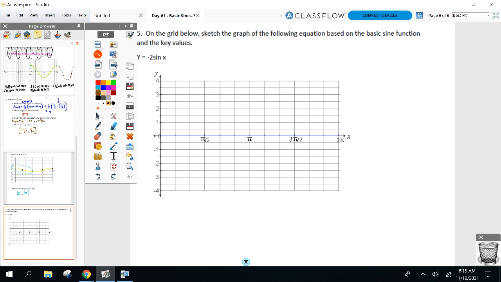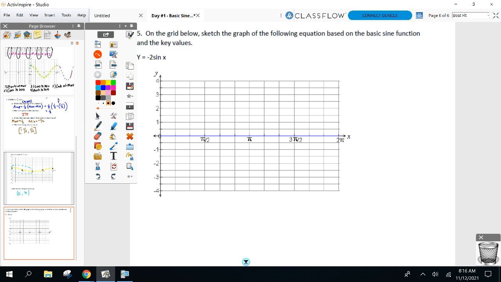What's new about this, though? A negative, not the 2. Well, what's the 2 telling us? Max and min is going to be 2. Here's what the negative is saying. Those maxes and mins, wherever they are, you flip them over the x-axis. So wherever I had a max will now be a minimum. Wherever I had a minimum will be a maximum. That's what the negative sign tells you. Wherever zeros, stay zeros. They can't flip. But maxes become mins, mins become maxes. The sine curve's going to flip.